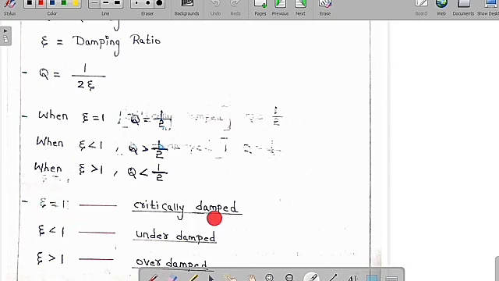Zeta equal to 1 means it is a critically damped system. When zeta is less than 1, it is an underdamped system. When zeta is greater than 1, it is an overdamped system.